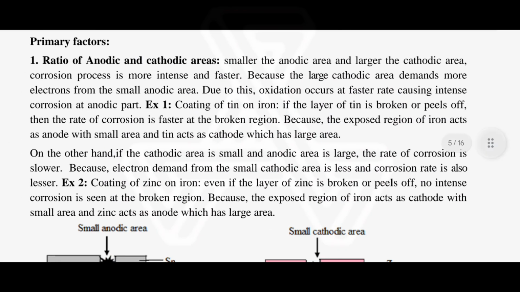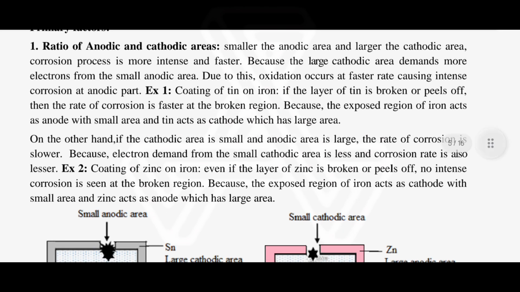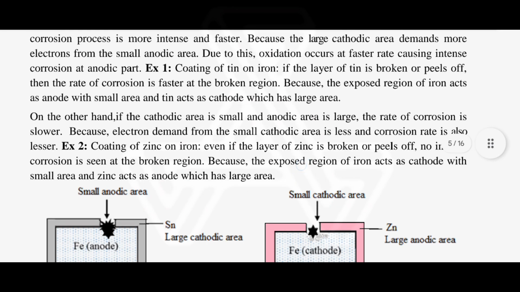Primary factors. The ratio of anodic and cathodic area. Smaller the anodic area, larger the cathodic area, corrosion process is more intense and faster. Because large cathodic area demands more electrons from the small anodic area. Due to this, oxidation occurs at faster rate, causing intense corrosion at the anode part.